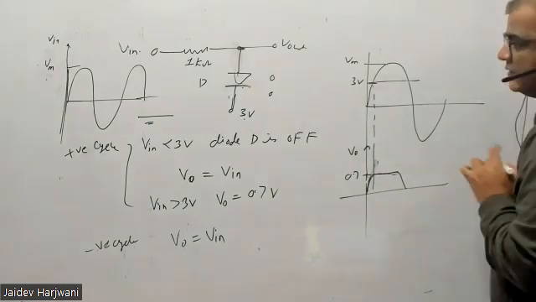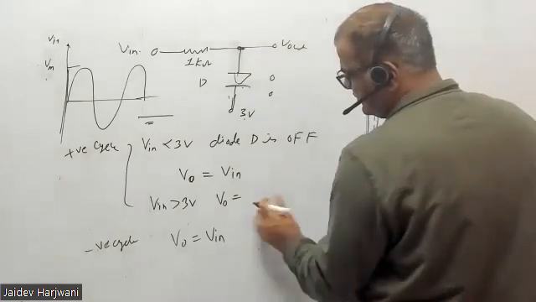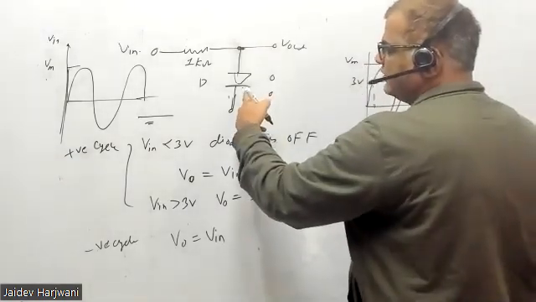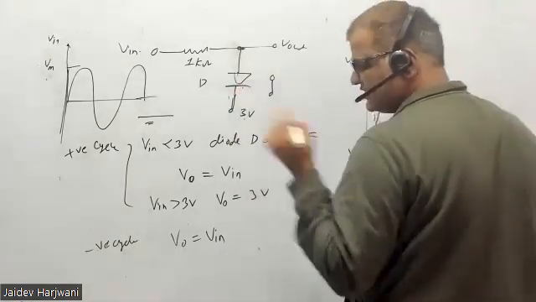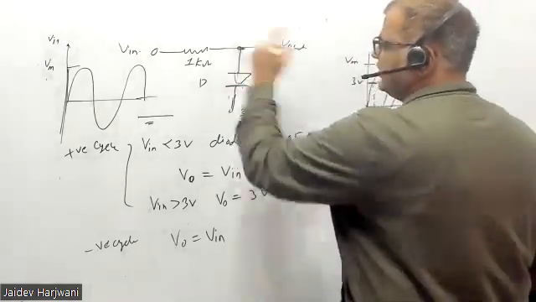Oh, sir, sorry. Output is 0.7. Wait, this is 3 volt. This is not 3 on this 3 volt. Because what will happen once this becomes on, and if this is on, you can replace it by a short circuit, because the silicon voltage value is not given, and this 3 volt is also given. So this 3 volt will come here.